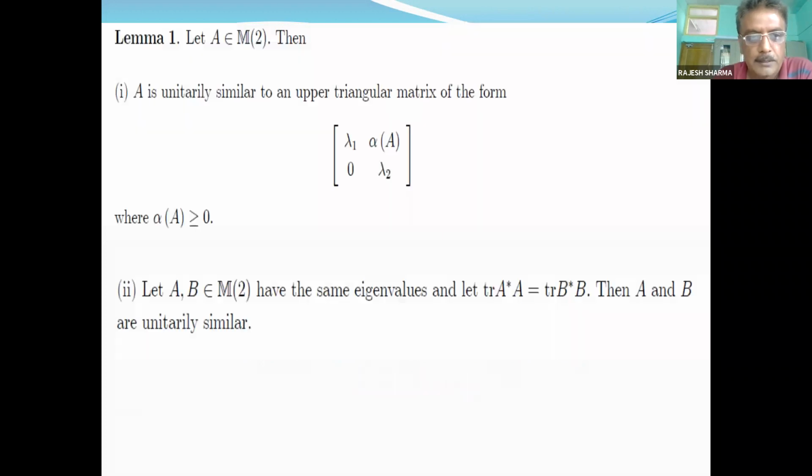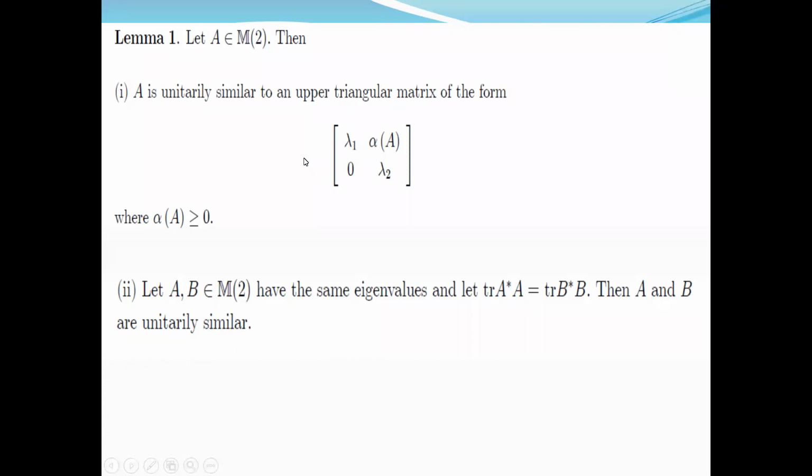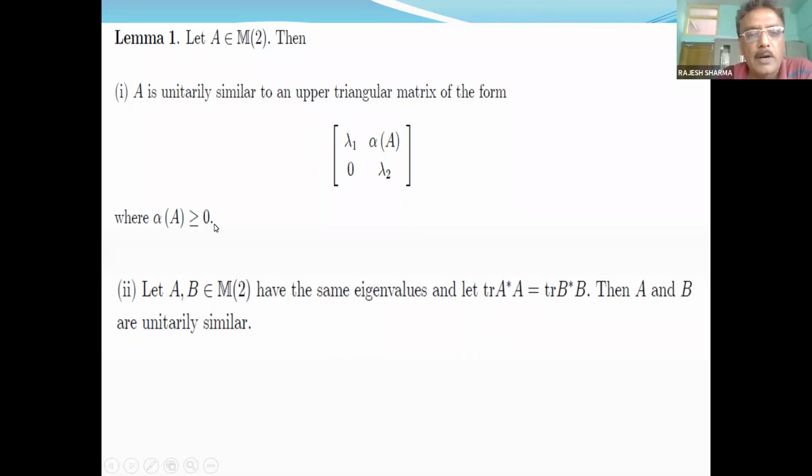For this, we need this first lemma. Let A belong to M2. That is, A is a 2 by 2 matrix with complex entries. A is unitarily similar to an upper triangular matrix of this form, where alpha A is non-negative. Second, we need this second property to prove our next theorem. Let A and B belonging to M2 have same eigenvalues, and trace A star A is same as trace B star B. Then A and B are unitarily similar.